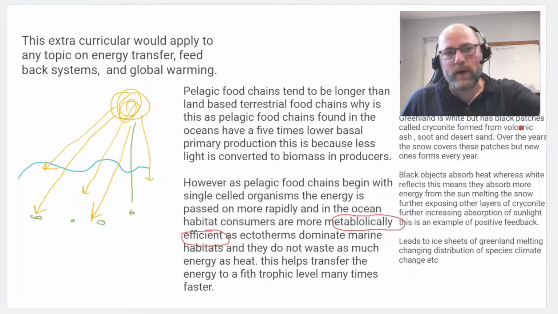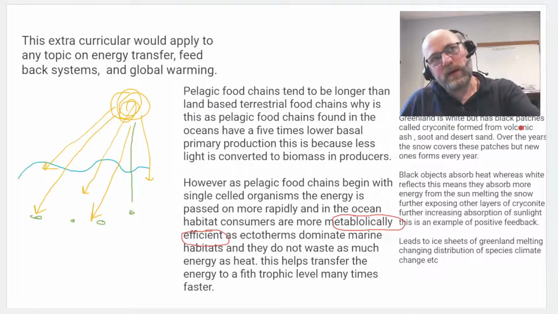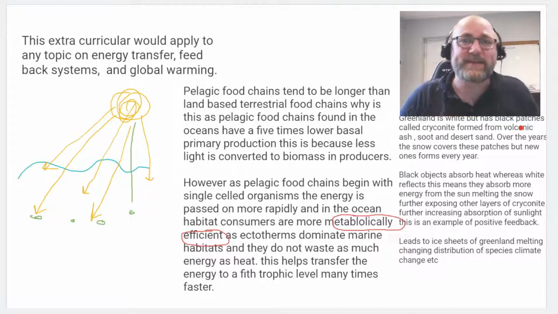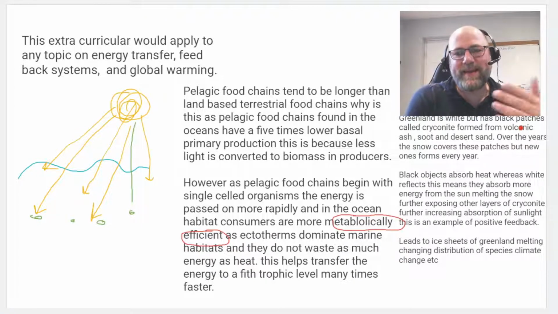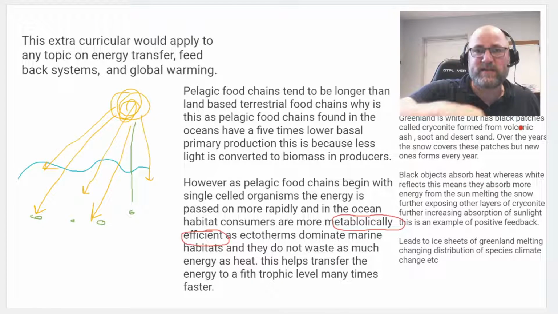You've got cold water going into the sea, and this is going to affect the distribution of organisms. It could cause flooding. There's all sorts of things. It's going to destroy habitats as the ice sheets melt. So you could talk about that. You can link that to energy because it's absorbing energy from the sun, so we've got energy transferring into being absorbed by these black patches.